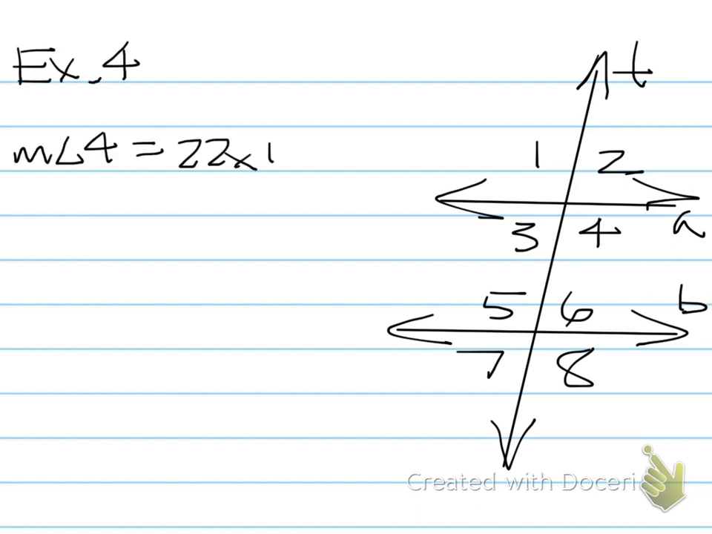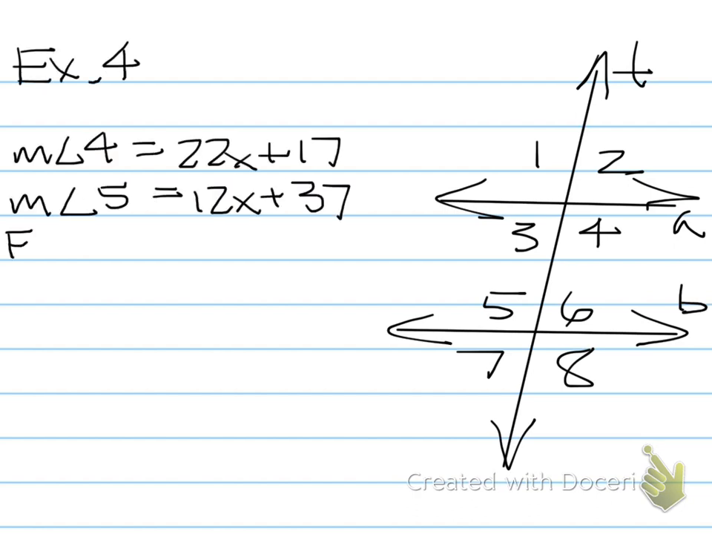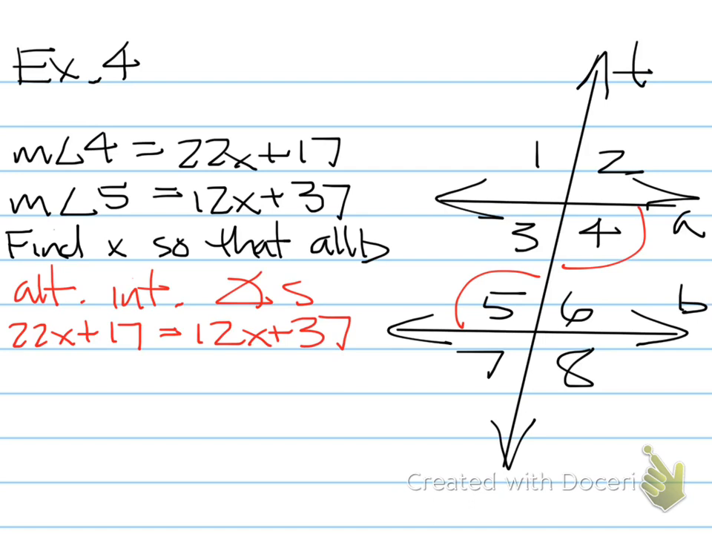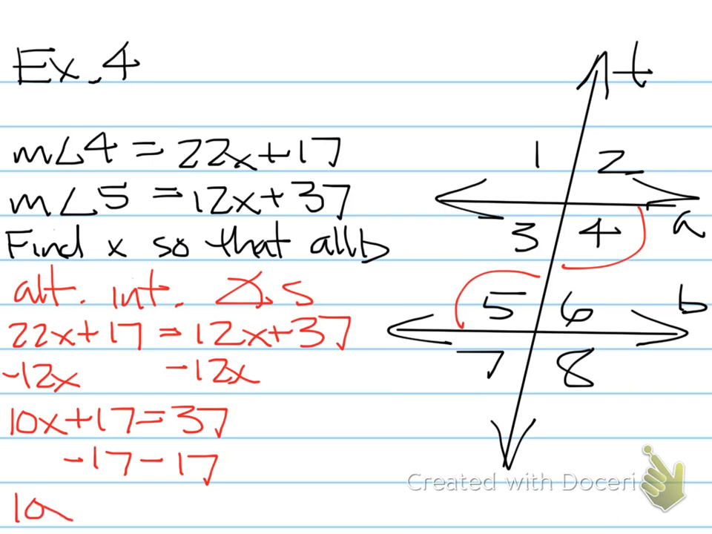And in this last example, we want to again determine the value of x that would make A parallel to B. 4 and 5 are alternate interior angles. And if alternate interior angles are congruent, then A will be parallel to B. So we're going to set those two expressions equal to each other and solve for x by subtracting 12x from both sides. And then we're going to subtract 17 from both sides. And then lastly, divide both sides by 10. And x equals 2.